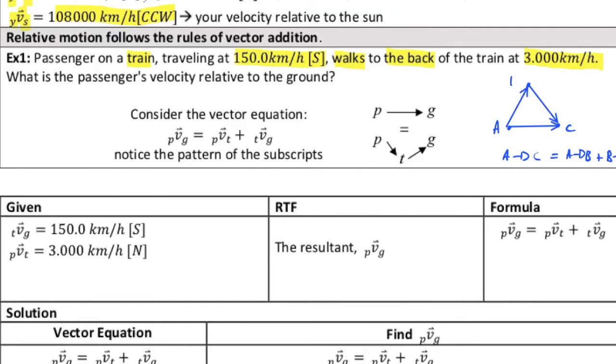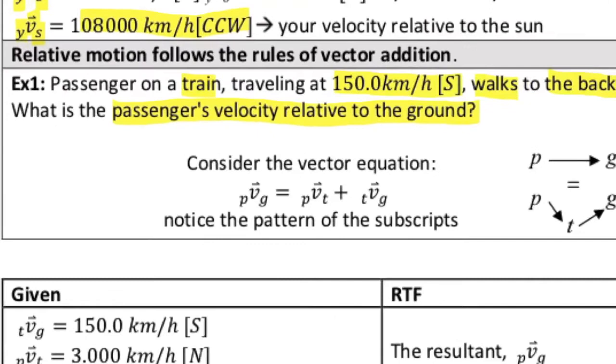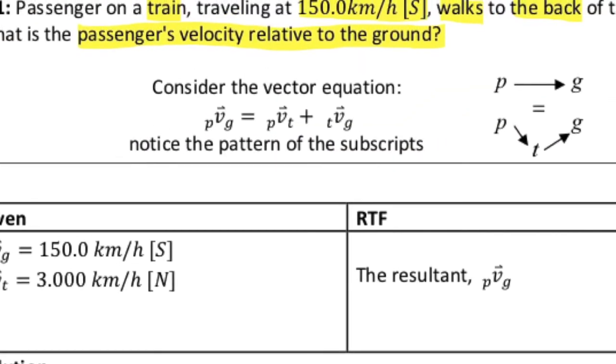So what we're looking for is the passenger's velocity relative to the ground. Let me show you how to make the equation so that we get the math right. So we are looking for the passenger's velocity with respect to the ground.